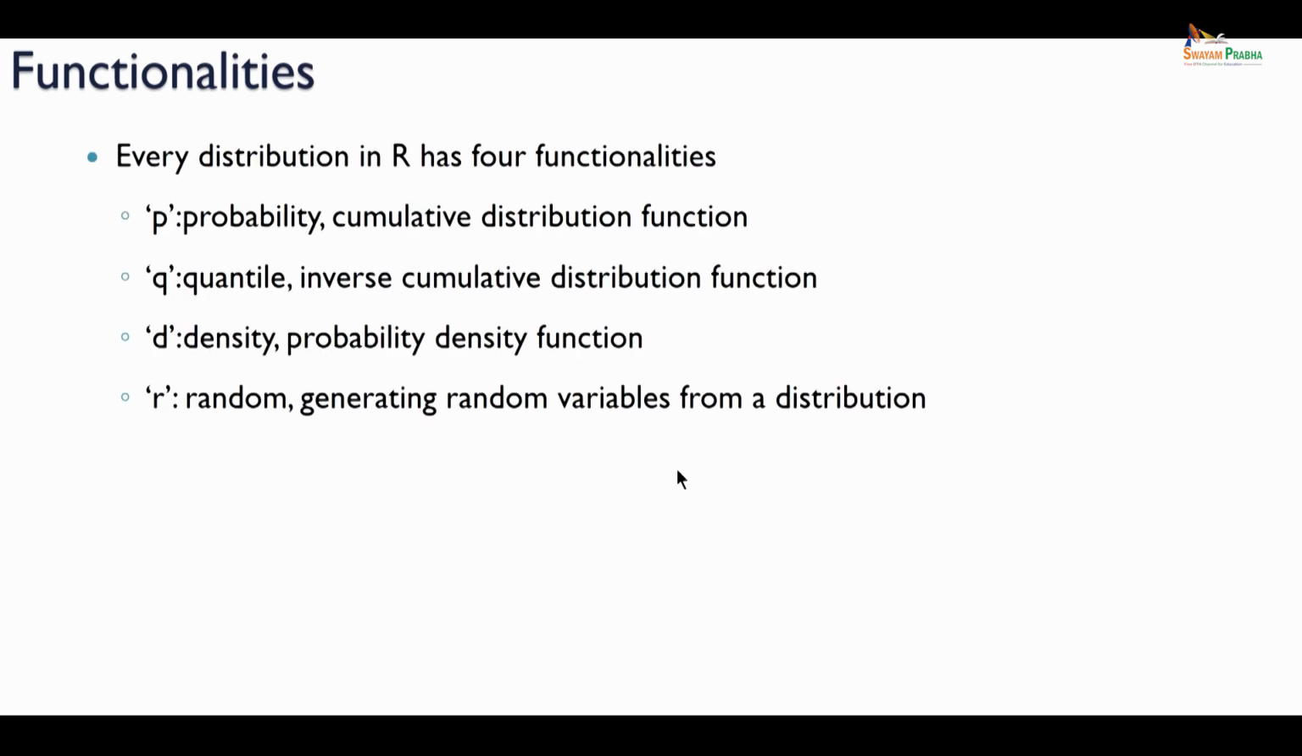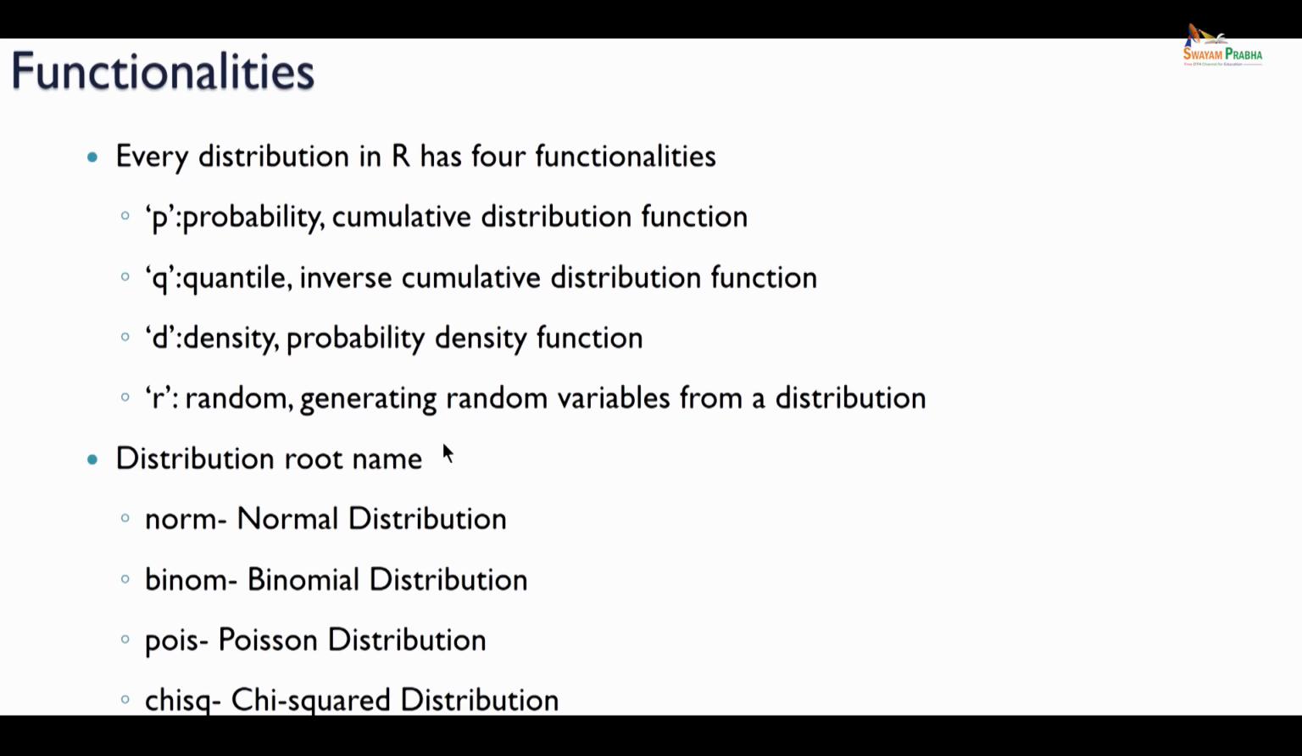So, every distribution in R has 4 functionalities. The first is the probability, which gives you the cumulative distribution function. It is denoted by P. The next is the quantile, which is the inverse cumulative distribution function, and it is denoted by the letter Q. Then you have the probability density function denoted by the letter D, and then you have generating random variables from a distribution denoted by R.